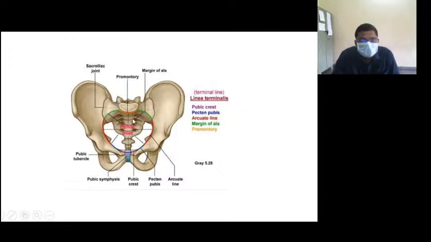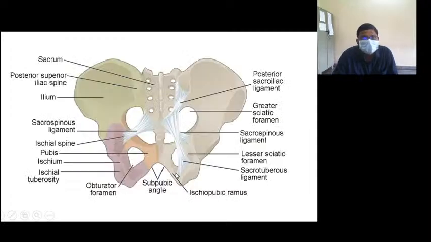Along with this, you can also see various other parts of the pelvic cavity. You can see this pubic tubercle here, and this is the pubic symphysis, and this is the pubic crest, and you can see the pecten pubis here and the arcuate line, right? So now let us move further. Till now we have seen the inlet of the pelvis, that is, the pelvic brim. Now coming to the outlet of the pelvis.